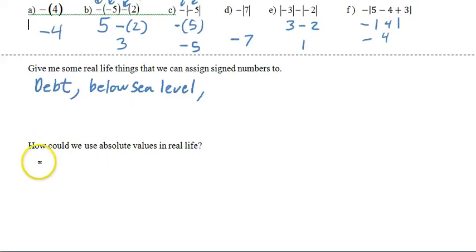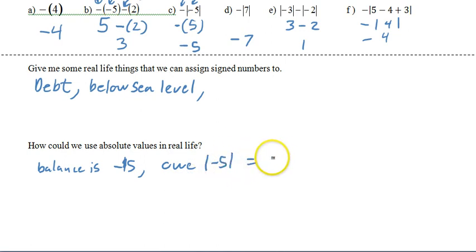So if you think about it this way, your balance is negative $5. So then you could say, okay, I owe $5. So we just got rid of the negative. We changed that little absolute value into a positive. Alright, that's very simple, but think of some creative ones. Alright, thank you.